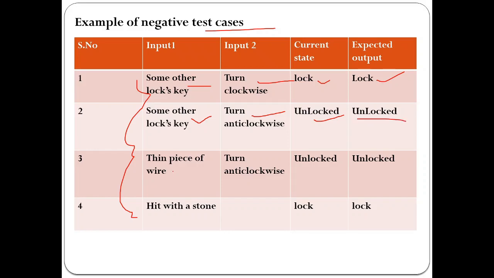If the user is using some other object like a thin piece of wire and is trying to turn it anti-clockwise, and the current state is unlocked, your expected output should be unlocked only. Or hit with a stone, current state is locked, and your expected output must be locked only. So these are the chances of errors the users might make while using the lock and key.